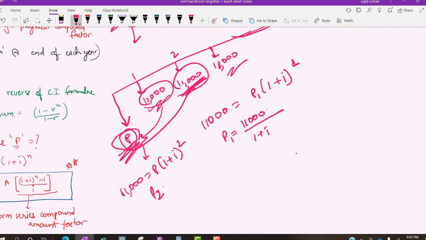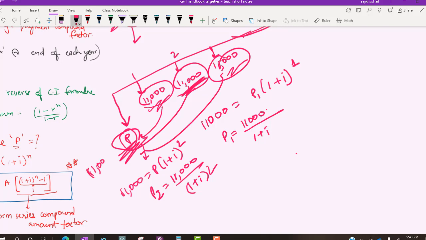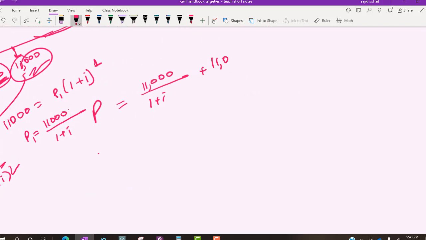That's why my present value P2, whatever you are writing, that will be 11,000 divided by 1 plus I whole square. Common sense की बात है. इसका कितना रहेगा present value? That will be nothing but very simple 11,000 divided by 1 plus I whole cube. Got it? Therefore the total present value of n installments कितना रहेगा? That will be nothing but 11,000 divided by 1 plus I plus 11,000 divided by 1 plus I whole square plus 11,000 divided by 1 plus I whole cube plus so on. I hope you got it right.